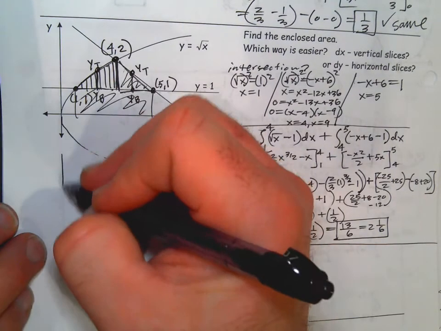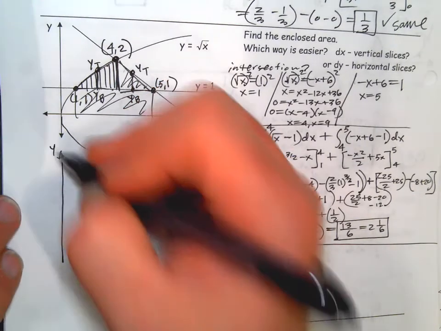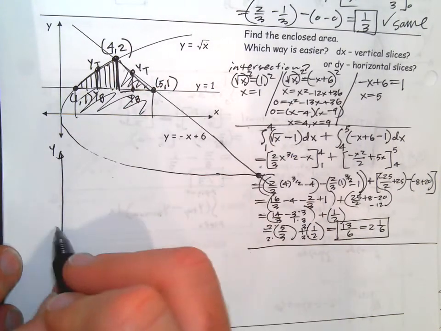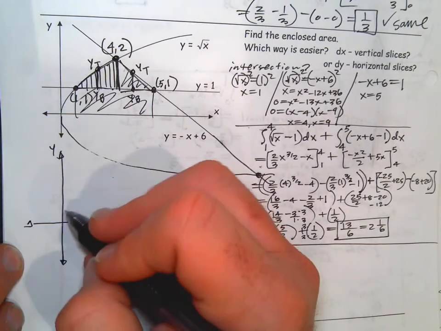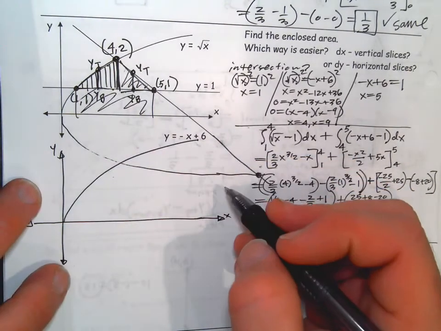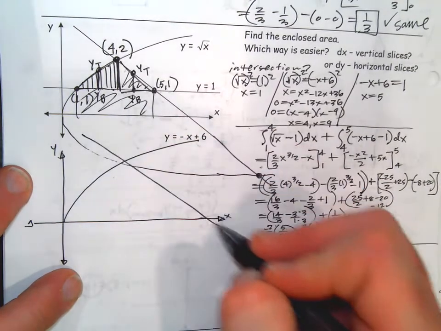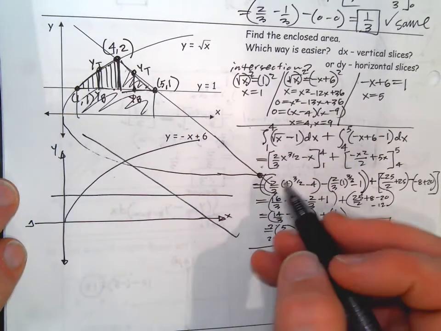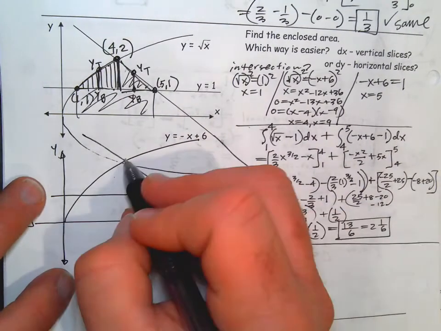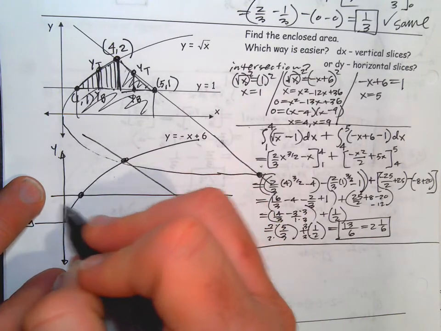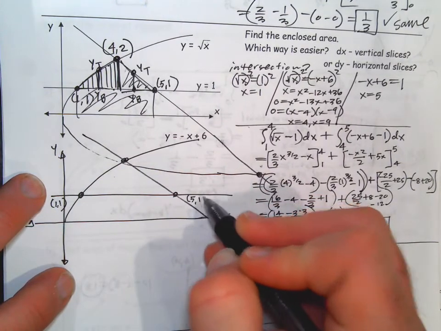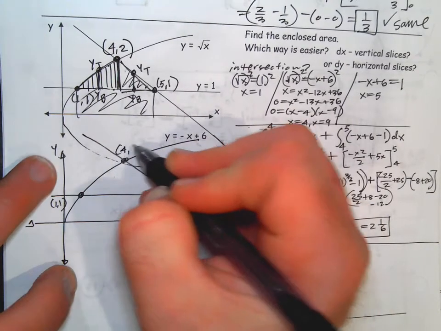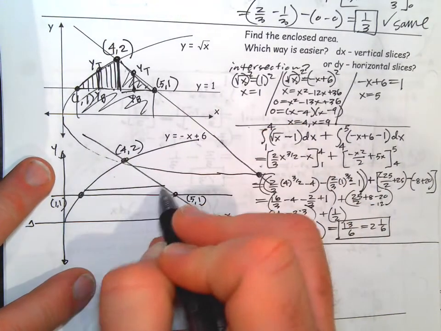Let's keep an open mind. It's going to take a while before you feel really comfortable with this horizontal slicing idea. But let's take a look at the same problem. I think it's going to be worthwhile to draw a new picture. Right? Same problem. Same intersection points. We don't need to redo any of that work. But we're going to do horizontal slices.